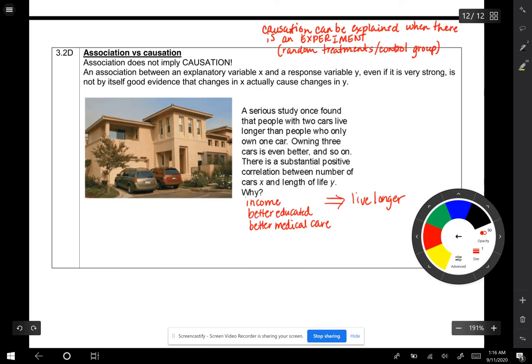But that doesn't mean that because there's a strong correlation, that that's causing it. Right? And that is the end of chapter 3.